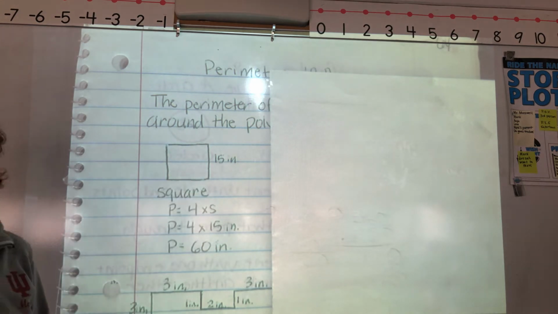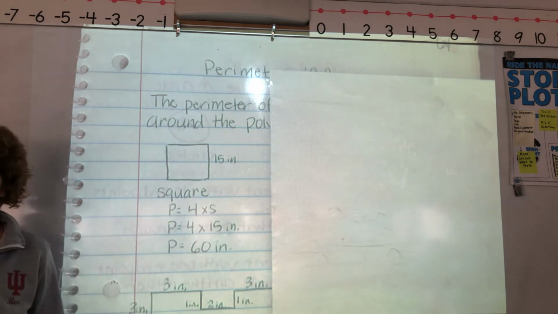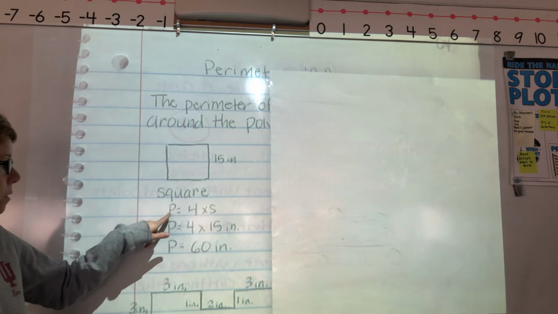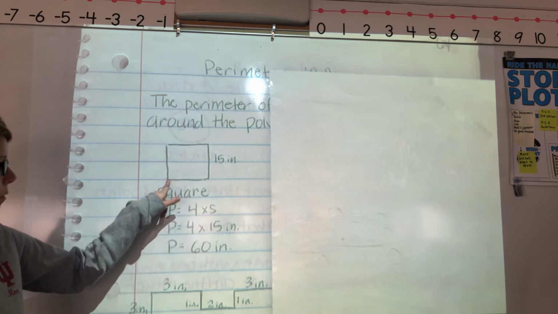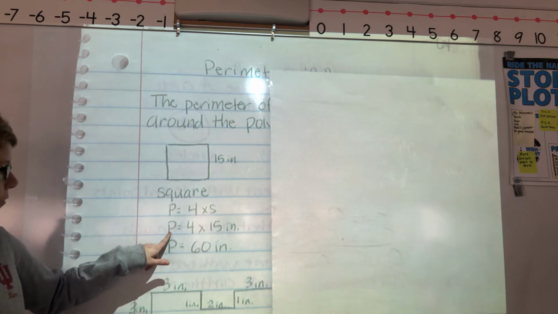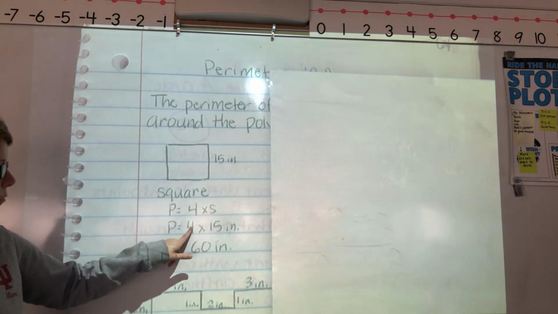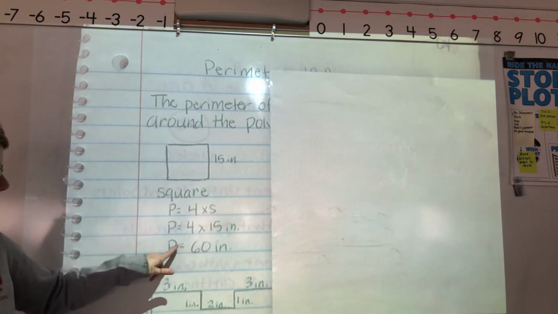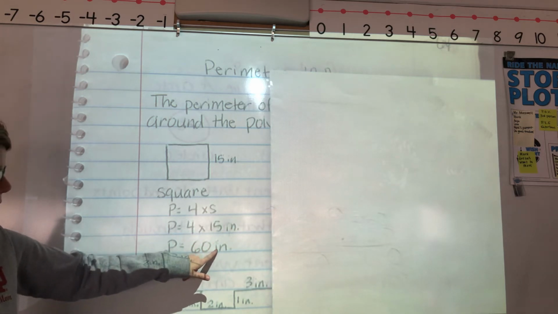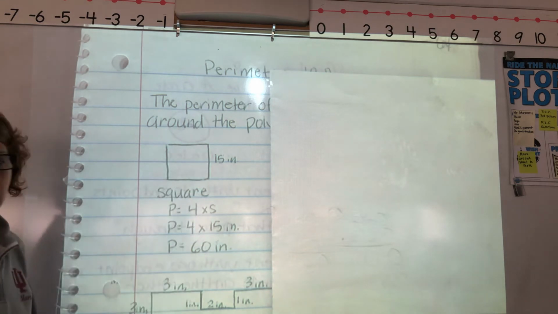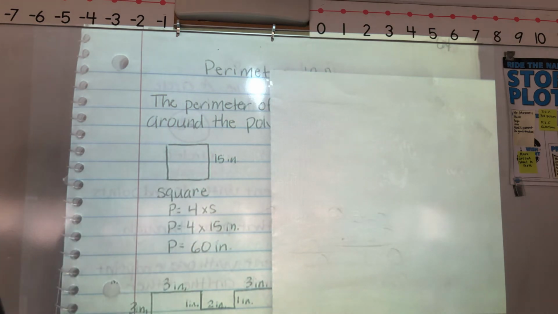And you could say 15 plus 15 plus 15 plus 15, but instead, since we have the same, we're just going to multiply. Perimeter equals P equals 4 sides, times the side, the number. So we're going to fill it in now. P equals 4 times 15 inches. Then we're going to solve. P equals 60 inches. So for the perimeter of the square, all I have to do is multiply the side that I have times 4.